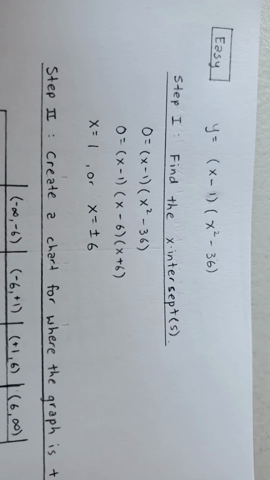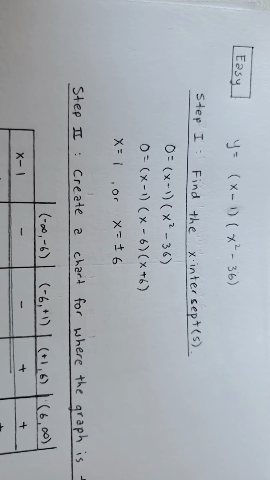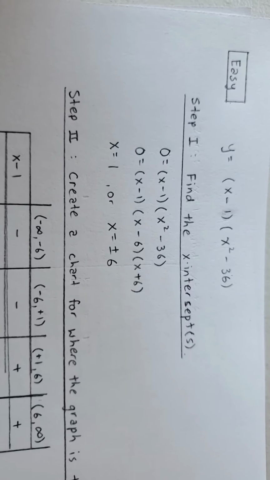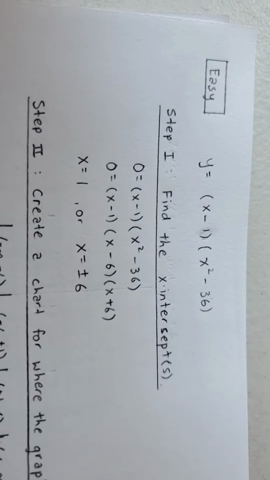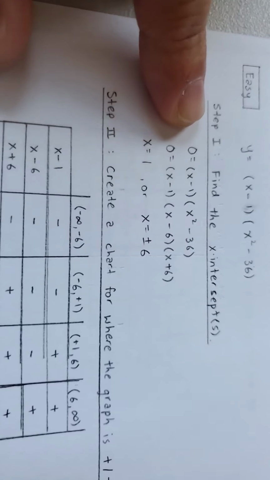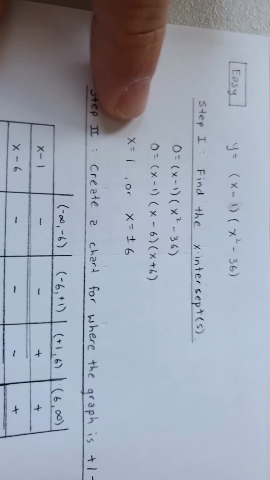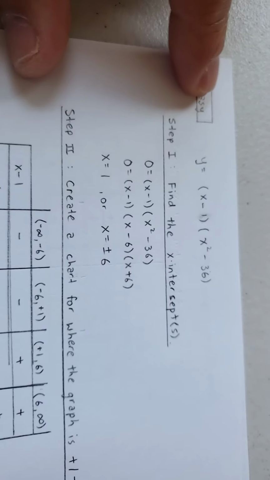So the first thing you want to do is find all the intercepts, the x-intercepts to be a little bit more specific, and in order to do so, we're going to set the equation equal to 0. You can see I did that over here, and because everything is in factored form, this is very easy to solve for. So x is equal to either 1 or positive or negative 6. So that's the first step.